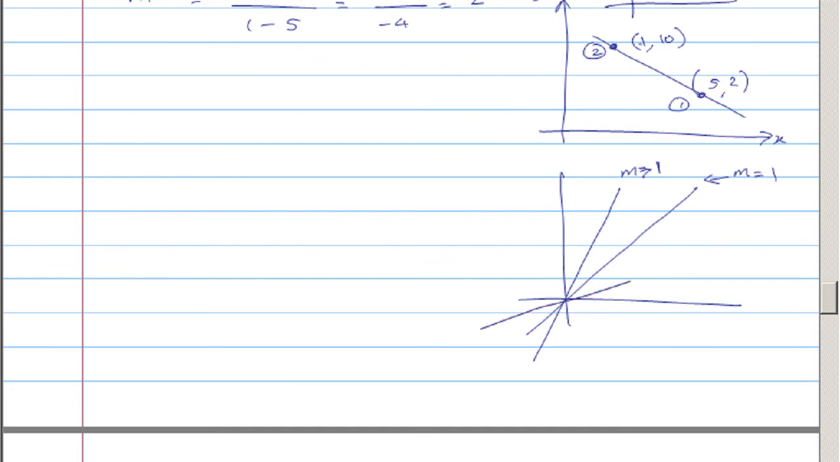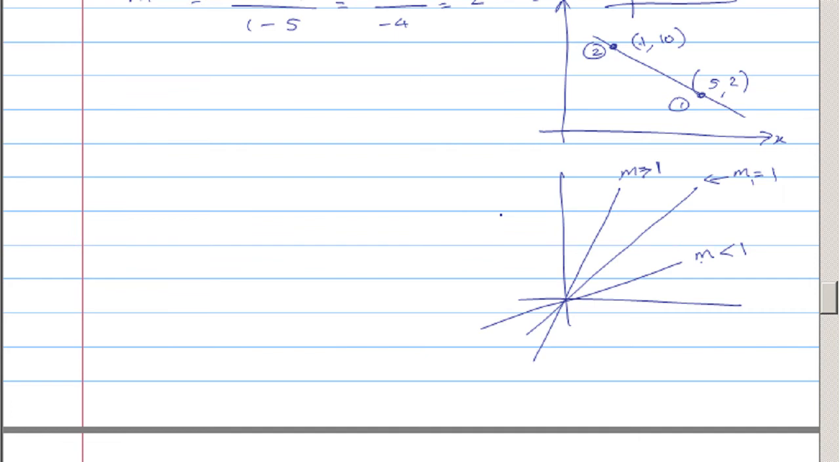And a line less steep will always have a gradient of less than the gradient of this one. Or to put it another way, if I call this gradient m1, then this gradient is less than m1, and this gradient is more than m1. The same also applies to negative gradients. The steeper the line, the higher the value of the gradient.